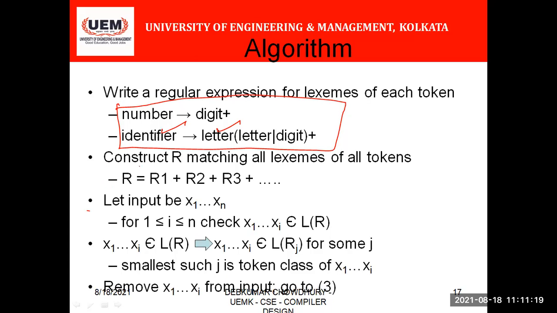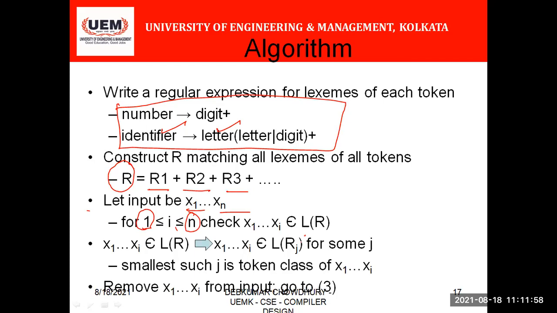So we have to construct a regular expression R, which will combine regular expressions R1, R2, R3, up to Rn. Let the input be x1 up to xn. So for all i, where the minimum value of i is 1 and the maximum value is n, we need to check whether x1 belongs to L of R, whether x2 belongs to L of R, x3 belongs to L of R, and xi belongs to L of R.